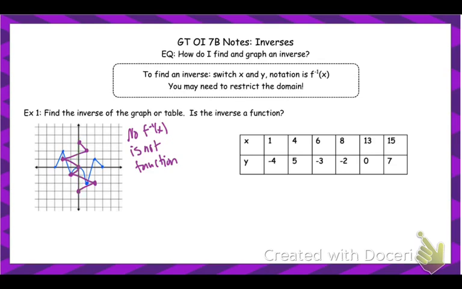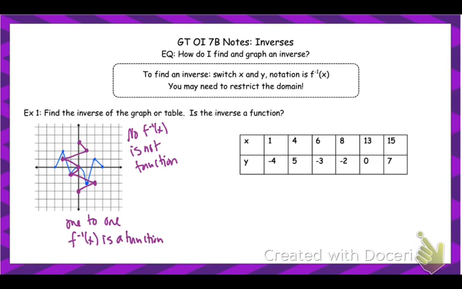Remember, some specific vocab we talked about earlier this year was the term one-to-one. So if a function is one-to-one, then the inverse is a function. And the way we were able to determine that was using the horizontal line test. So if the original function fails the horizontal line test, its inverse will not be a function.